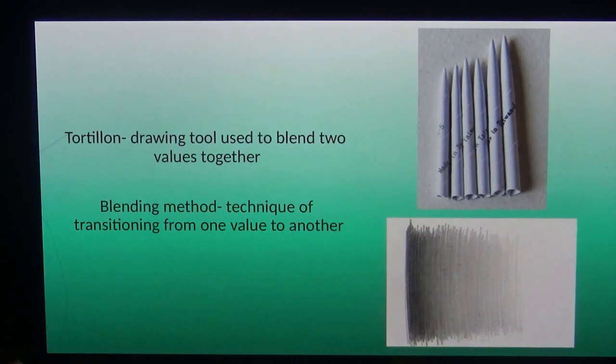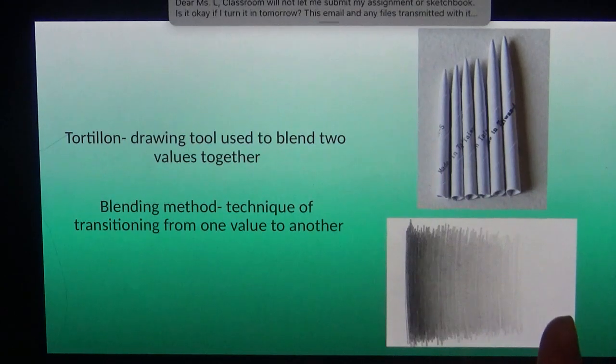But I mean, you can use your finger, but it seems to leave a little bit of like oil residue because your fingers naturally have oil on them. So using a tortillon seems to help that problem. You can also remember them as blending sticks. I would accept either tortillon or blending stick, either way. Okay. And then the blending method is a technique of transitioning from one value to the next, so from dark to light. Okay?